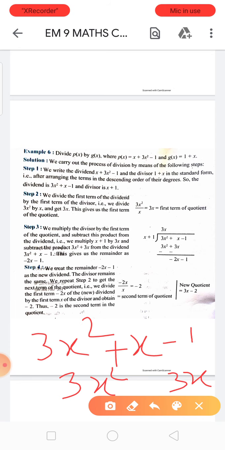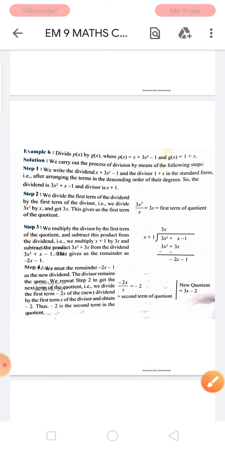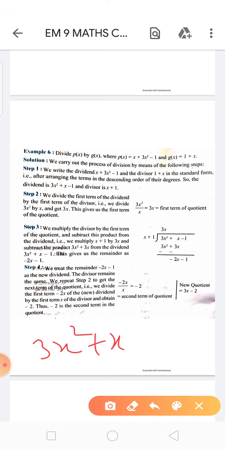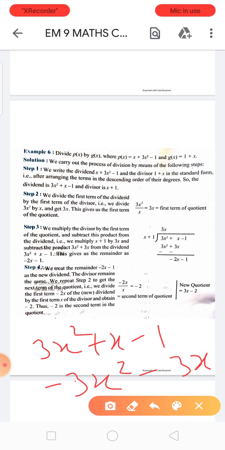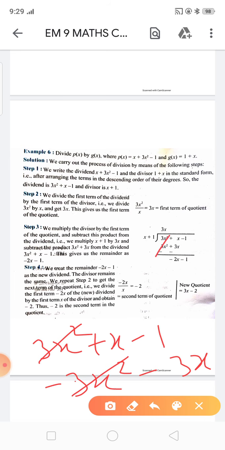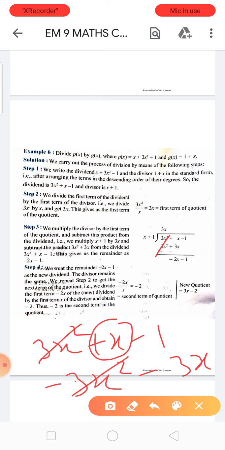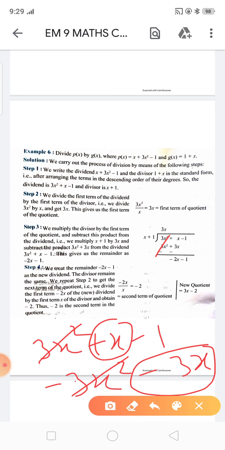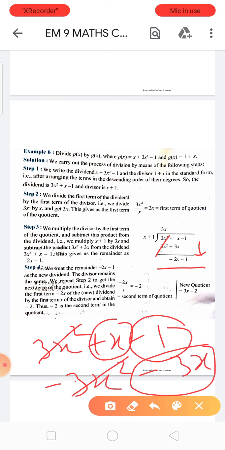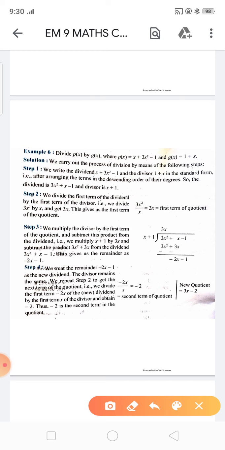Now we have to subtract, so we write minus outside the bracket. Multiplying this minus, we get 3x square plus x minus 1, minus 3x square, minus 3x. Now subtracting the terms, the first terms cancel. The x term is positive and the other x term is negative, minus 3x. So minus 3 plus 1 gives minus 2x, and the last term we write down, minus 1, so we get minus 2x minus 1.